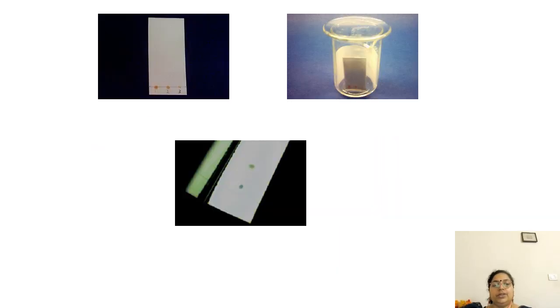In the first picture, you can see that the sample and standard are spotted on the plate. Now, you can place this strip inside the developing chamber or beaker, so it is immersed in the mobile phase. But the spots should not touch the mobile phase. That will avoid mixing up with the solvent. Then allow it to develop for some time. Before the solvent reaches the tip, you can take it out and then dry it. So you can see spots like this if it is a colored compound.